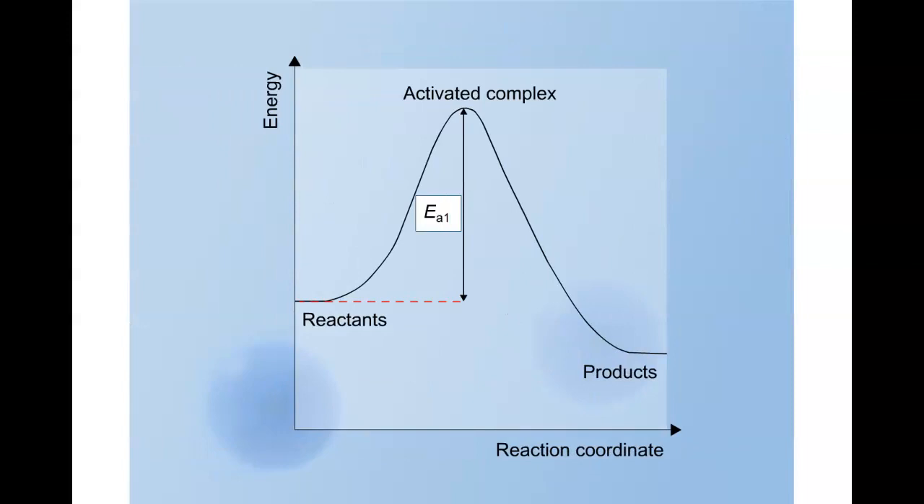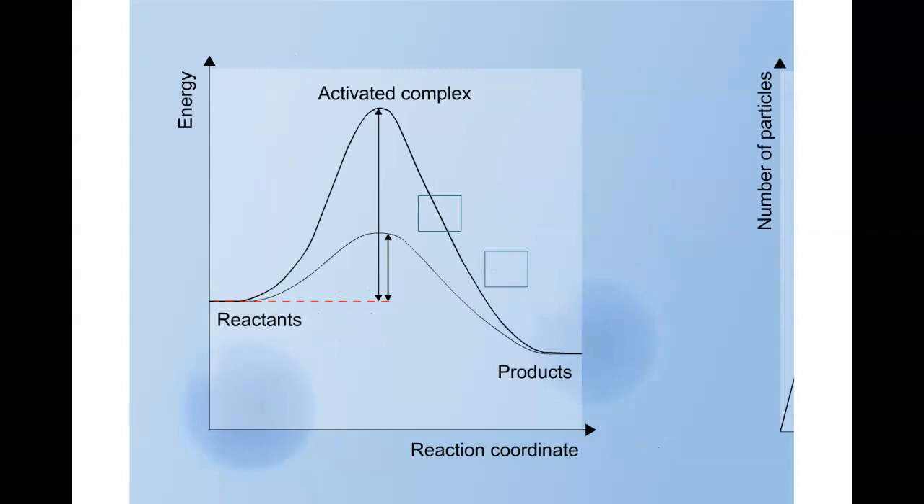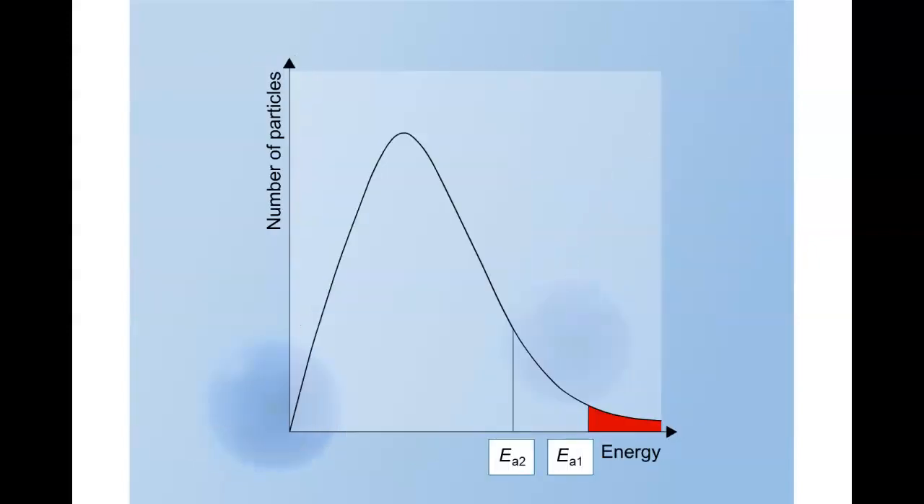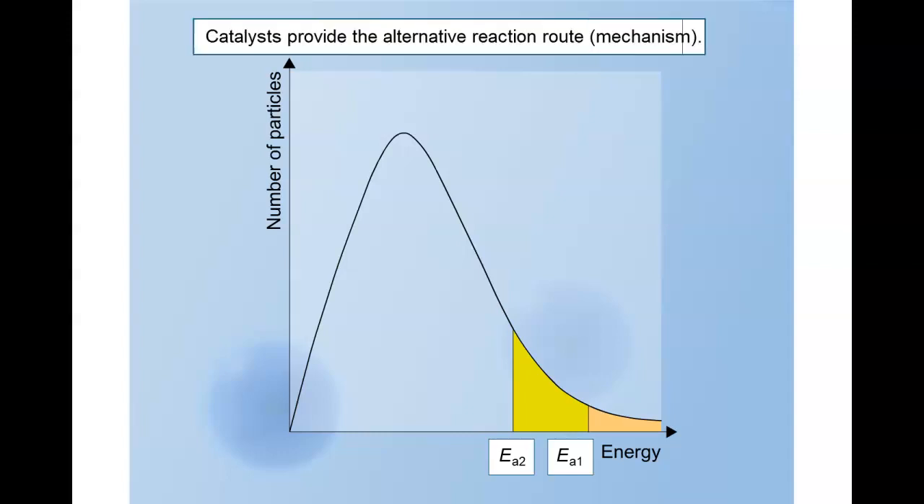What happens when the reaction is carried out in the presence of a catalyst? Catalysts lower the activation energy for the reaction. Now many more molecules have an energy level exceeding the new, lower value of the activation energy. The number of effective collisions increases, and the reaction rate rises. Catalysts reduce the activation energy by providing an alternative route for the reaction. In other words, an alternative reaction mechanism.